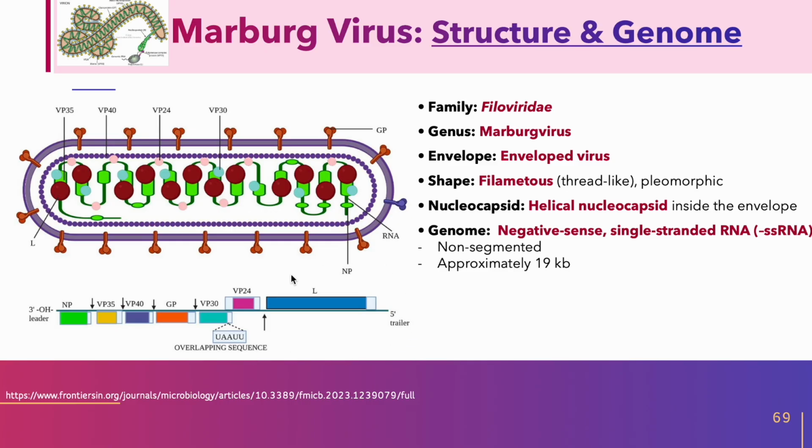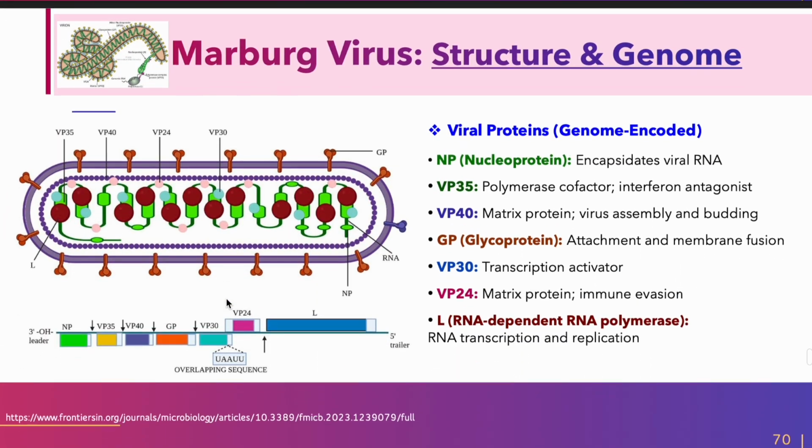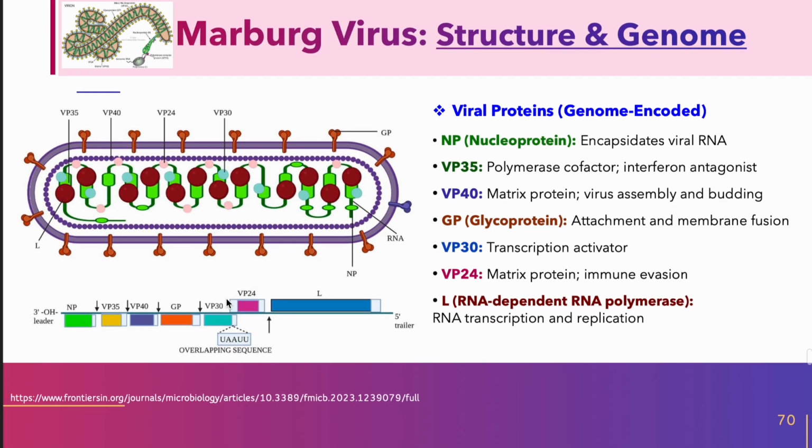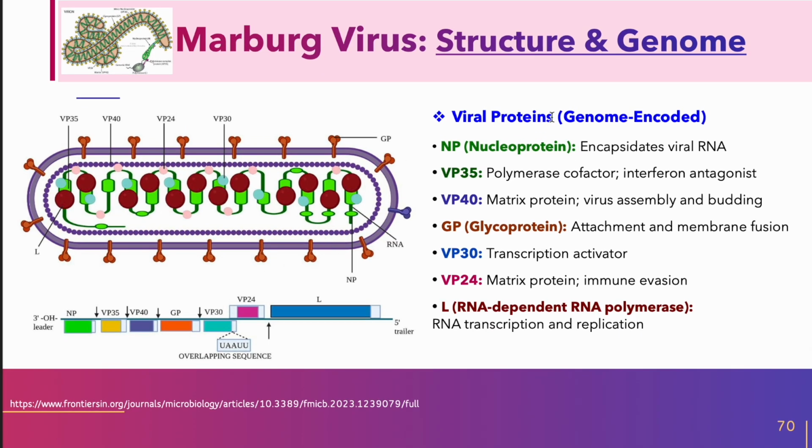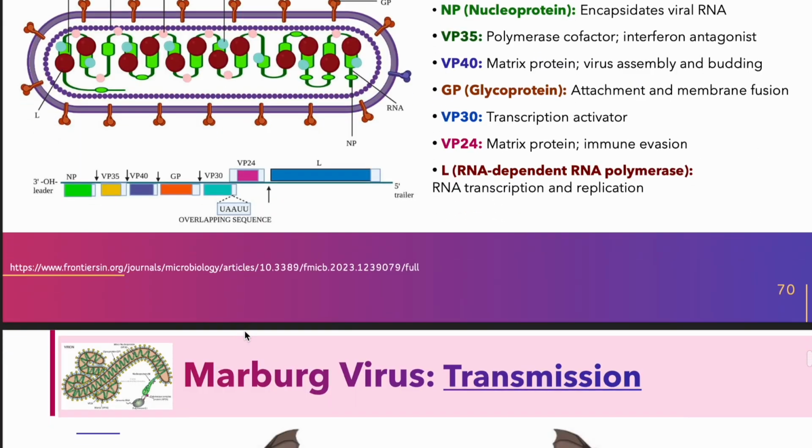And here is the genome. This consists of the viral proteins, which are genome encoded. So it's quite similar to the previous one, the Ebola. It has NP or nucleoprotein, VP35, VP40, glycoprotein, VP30 and VP24, and especially L protein, which is the enzyme RNA-dependent RNA polymerase.